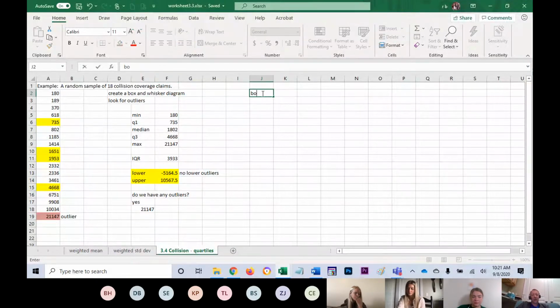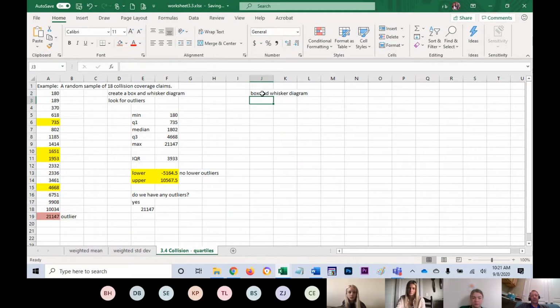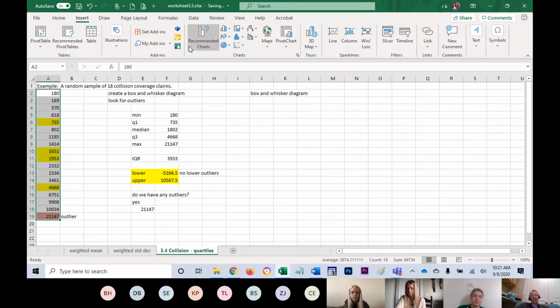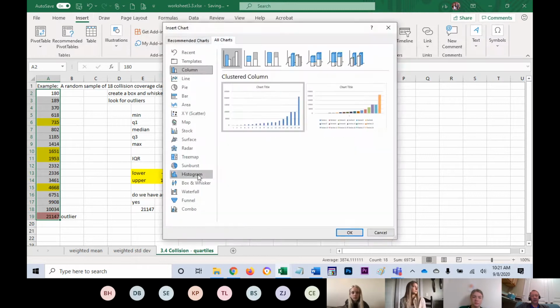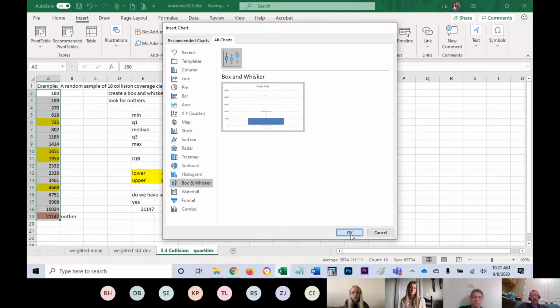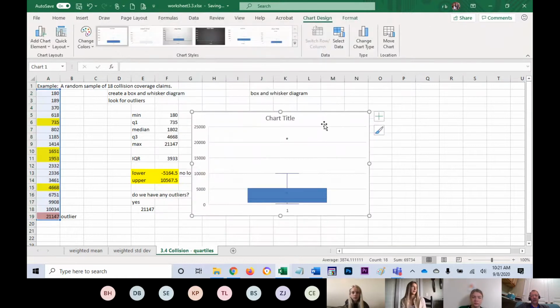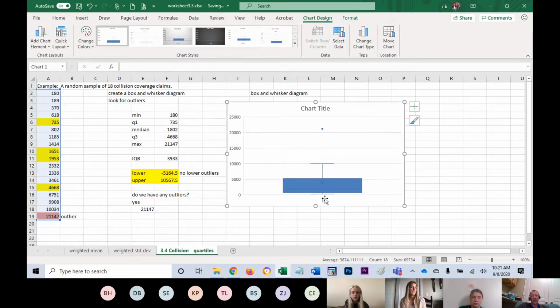Now we need to create a box and whisker diagram. You guys are going to have to do this on paper. One of the nice things about Excel, which you can't use on the test, is it has this little box and whisker maker. And I don't care if you do this horizontally or vertically, but there are a couple of things that you should do.